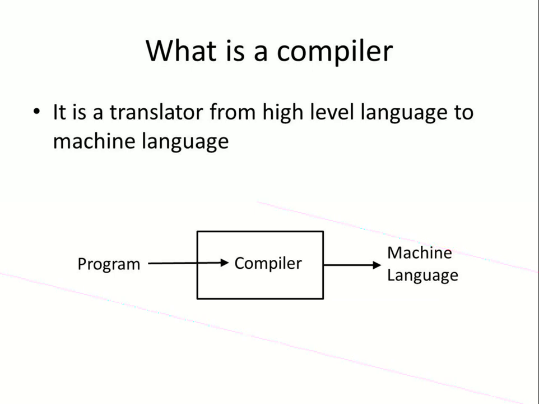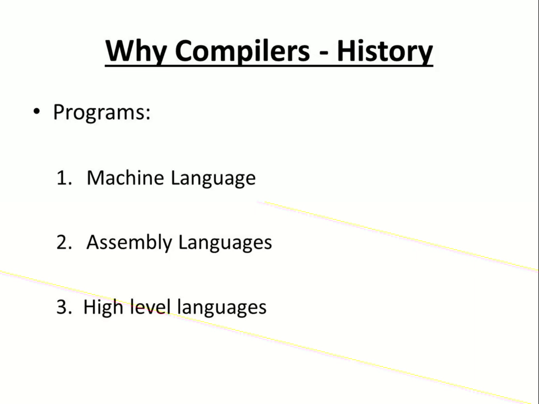So what's a compiler? A compiler is a translator from high-level language to machine language. So this is a black box view. The program is passed to the compiler, and the compiler will generate the machine language corresponding to your program, the machine language version of your program.